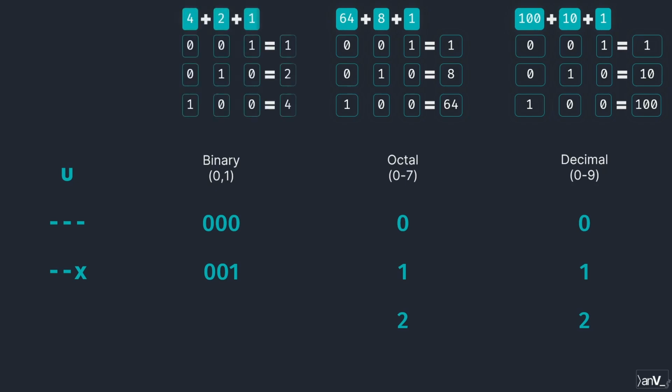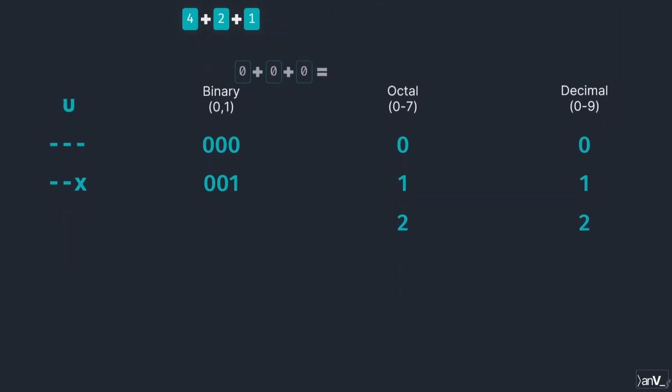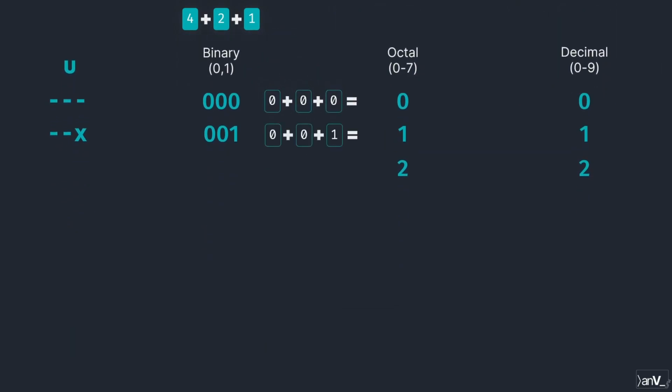Now when we come back to our binary system, the 3 positions represent 1s, 2s and 4s places. So 000 is 0 plus 0 plus 0, that is 0. 001 is 0 plus 0 plus 1, that is 1. Now since we are out of digits, we have to shift to the next place, which means we are looking at 010, which is 0 plus 2 plus 0, that is 2. So if we convert our 010 to the permissions, it would be dash w dash.